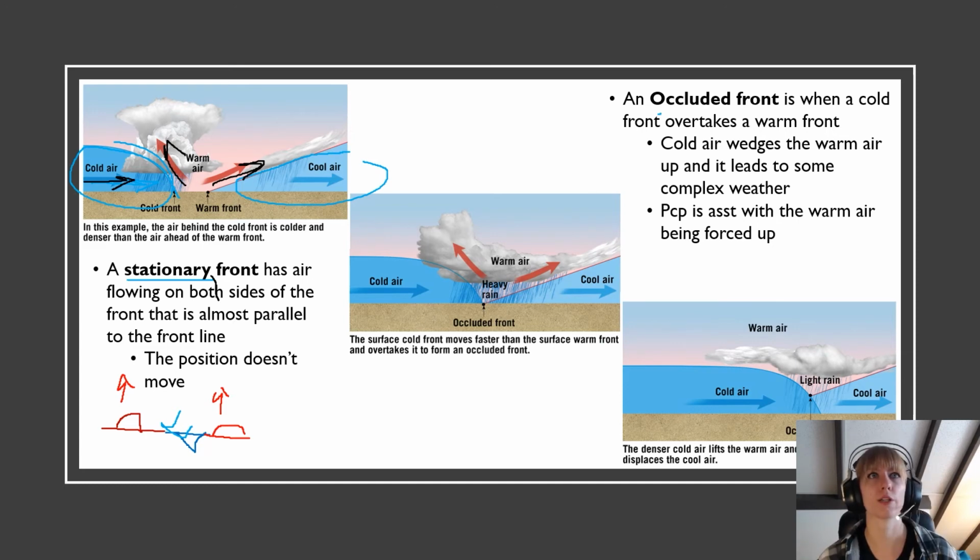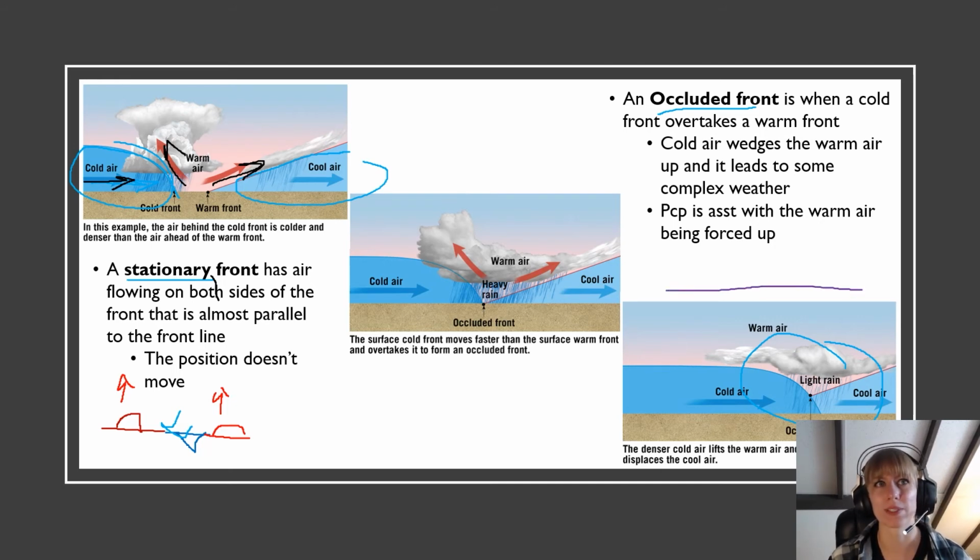An occluded front is when a cold front overtakes a warm front, like here. The cold air wedges the warm air up, and it leads to some really complex weather. Precipitation is associated with warm air being forced up, so you'll have a lot of really weird stuff happening. This is where we're going to see our cyclones forming, and it's represented like this.